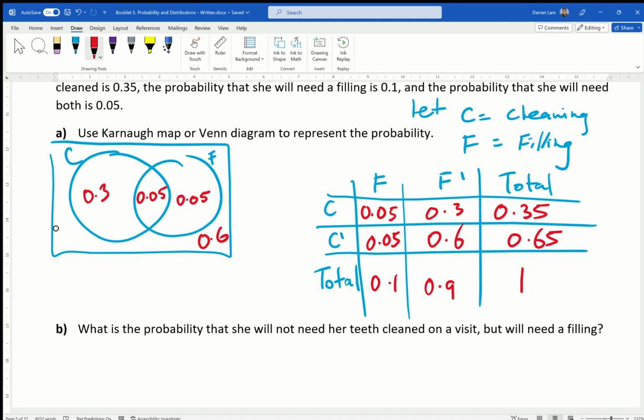So what we're looking for is the probability of C dash intersecting with F. No cleaning but will need a filling. In this scenario, of course, I can identify that as whichever box that's meant to be in. C dash is that second row here, and F is in this first column, so the answer would be 0.05.